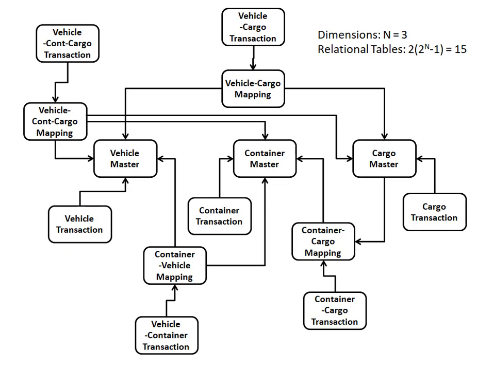A transaction where this cargo was in this container while it was on this vehicle would go in that third leg. So as I go to a 3-dimensional problem, my relational tables have grown to 15. So it's going to become very unmanageable very quickly.